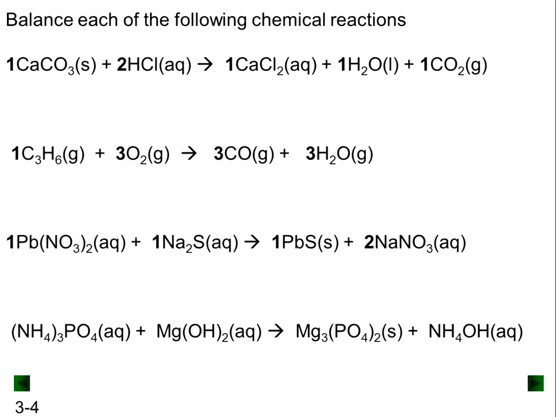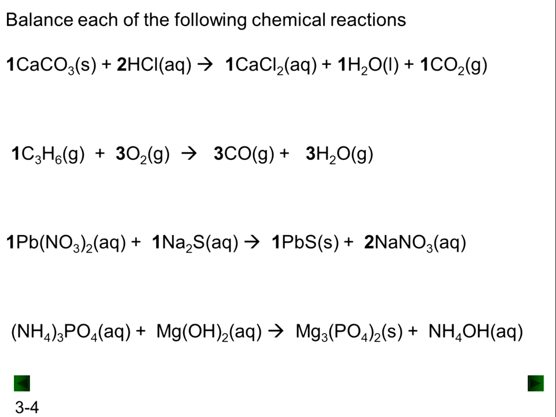Finally, we have a reaction that's a little bit more complex. We have ammonium phosphate reacting with magnesium hydroxide to produce magnesium phosphate plus ammonium hydroxide. With ammonium phosphate, we have 3 ammoniums and 1 phosphate. So we'll start off with the phosphorus atoms. 1 phosphate is on the left, but 2 phosphates are in our magnesium phosphate compound.